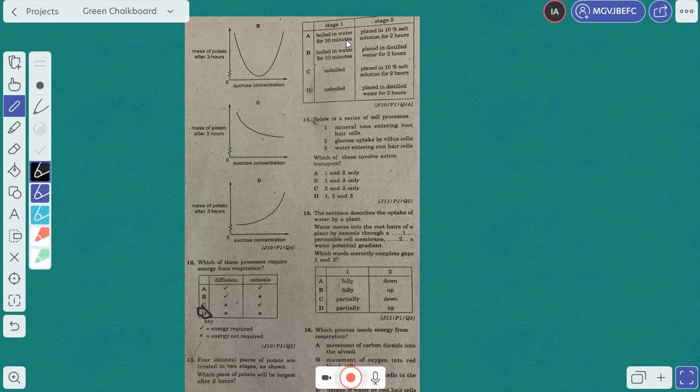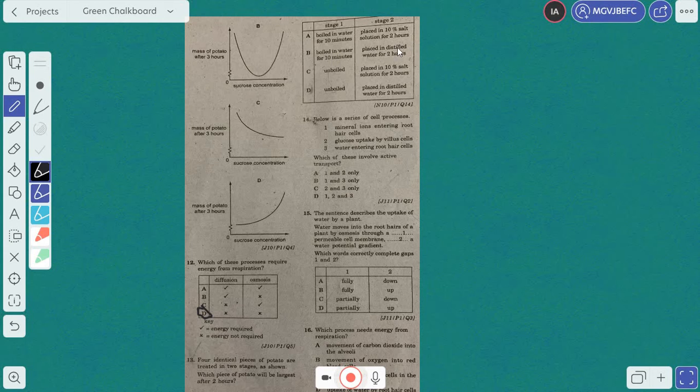So when you're boiling it, it's actually losing water, right? Anything you boil loses water, especially potato. You can tell because it gets crumbly and crinkly, right? In stage 2, after having lost water, it is placed in a 10% salt solution, so it should gain, right? It should gain. But the question says the one that has gained the most.